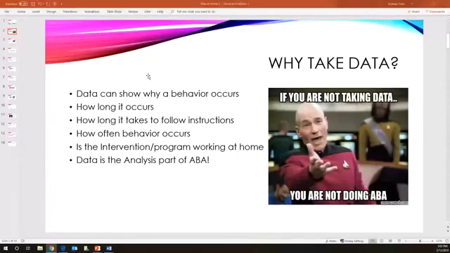Data can show you why a behavior occurs. It can also show you how long it occurs, or when and where it occurs. It could also show you how long it takes your child to follow instructions, or if it's something new to your family, you want to see if it's working.